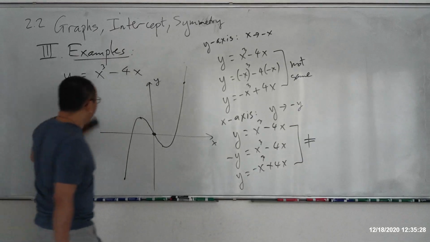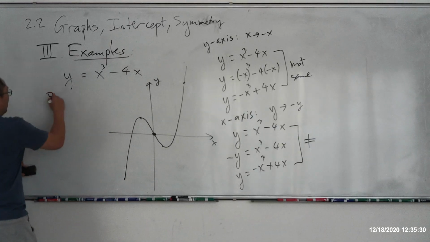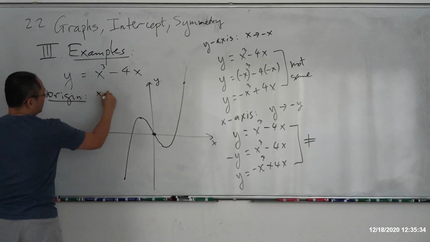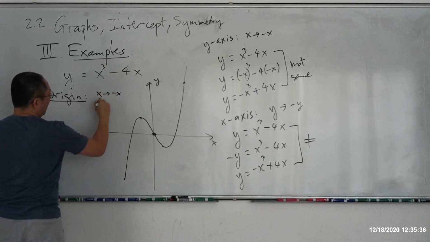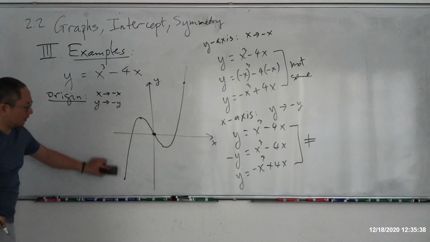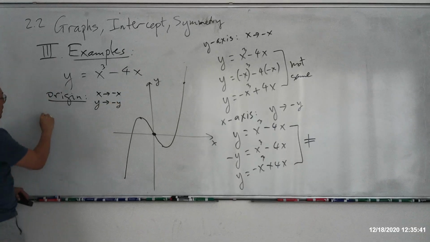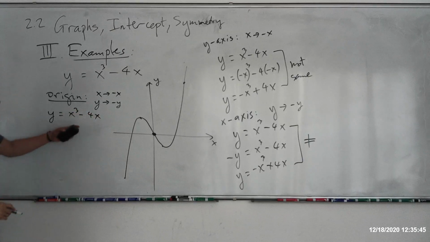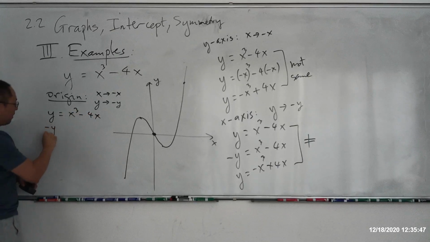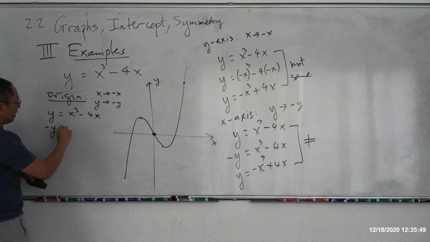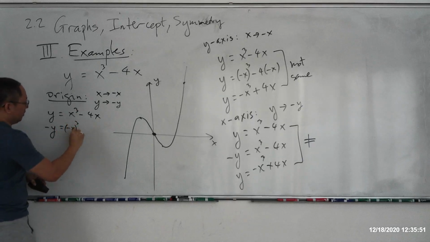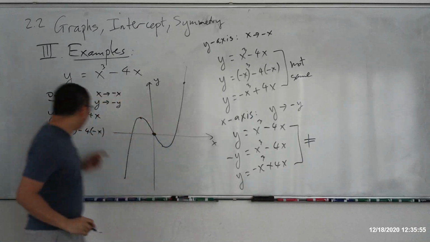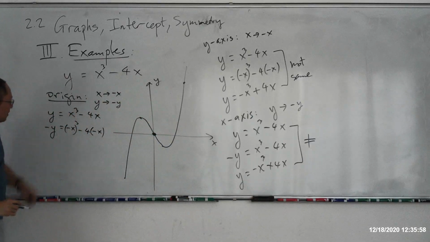Okay, now what about the origin? The origin. What do I need to change? I have to change x to -x and y to -y. Okay. So my original equation is y equal to x cubed minus 4x. I have to change both, right? Y becomes -y equal to x cubed, that becomes -x cubed minus 4 times -x. See? All the x becomes -x. All the y becomes -y.